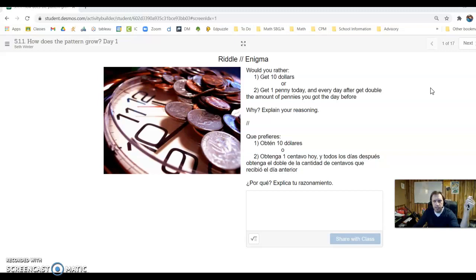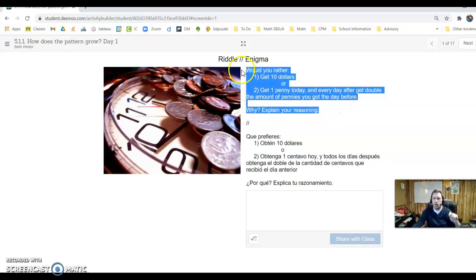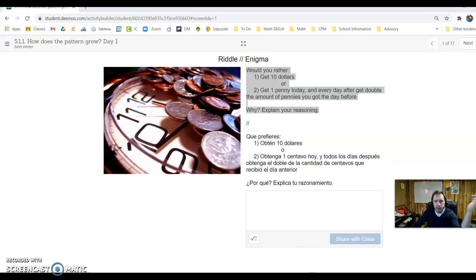And so start out today by going into your Desmos, looking at the do first, and the problem says this: would you rather get $10 or get 1 penny today and every day after get double the amount of pennies you got the day before? And it's a very open-ended question, and I want you to think through why you would choose one way or the other. If you're thinking, oh, there's an obvious choice here, think about it as a riddle, right? And so what would you need to know in order to make a better decision? And how much do you like pennies?